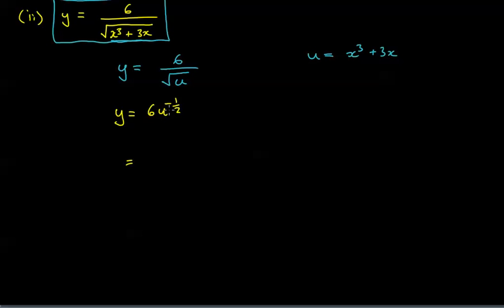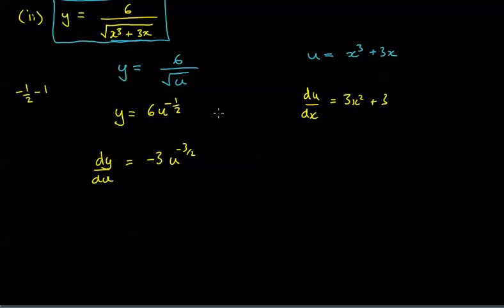Okay, so now let me differentiate it with respect to u. Well, the minus half is going to multiply the 6, so I'd have a minus 3, and then I'd have a minus a half, take away 1. Okay, so that'll be minus 3 over 2. So minus 3u to the power minus 3 over 2. And then that's the derivative function of that. Let me differentiate u here, and it will be 3x squared plus, what's that, just 3.